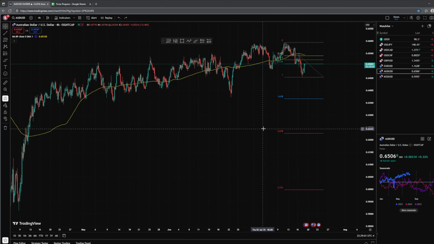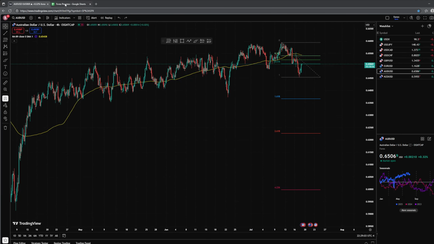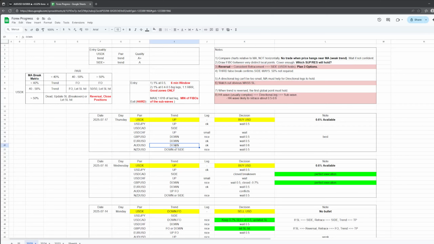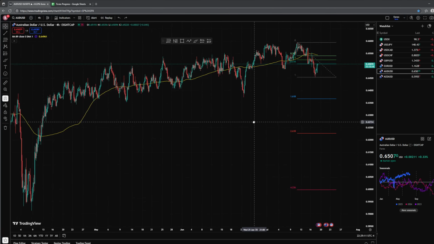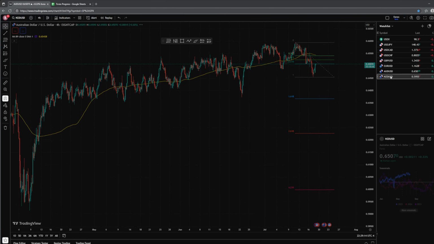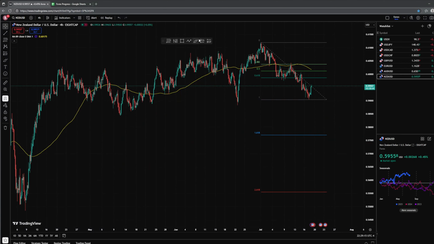By the way, still the pound USD looks best so far. So I'll say down, wait 60% retracement. Okay, so New Zealand dollar USD. So here we have market behaving consistently below the yellow moving average line. Trend is down.